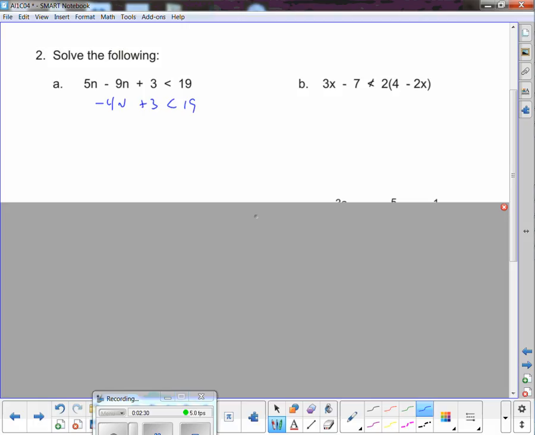We just add up the 5n and the negative 9n. It's a negative 4n, piece of cake. So, class, what would you do next? Just say it. Okay, so I'm going to add a negative 3 to both sides.